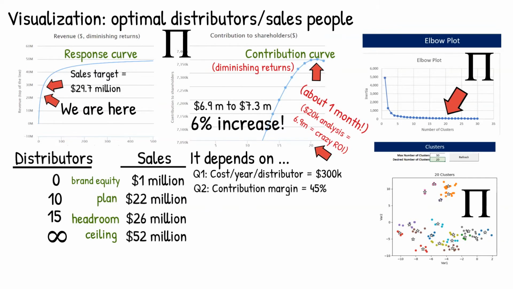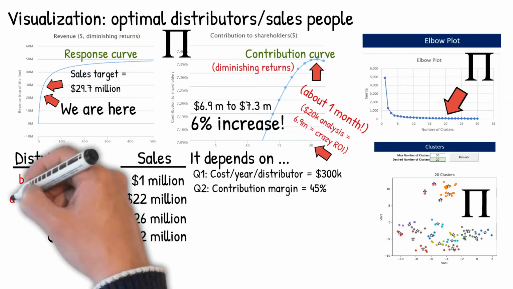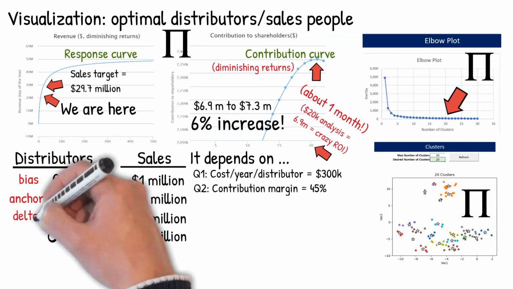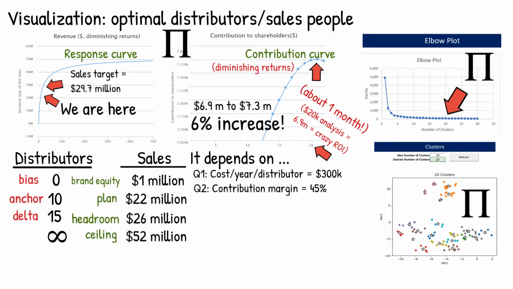by analysts. Managers use words like brand equity. A statistician might use the word bias. Managers use the word plan. Statisticians might use the word anchor. A manager might say headroom, but a statistician might say the delta. A manager might say ceiling. A statistician says asymptote. A manager will say response curve. A statistician will say sigmoid. A manager will say contribution curve, and a statistician will say gradient.